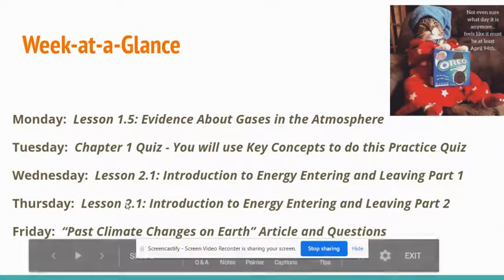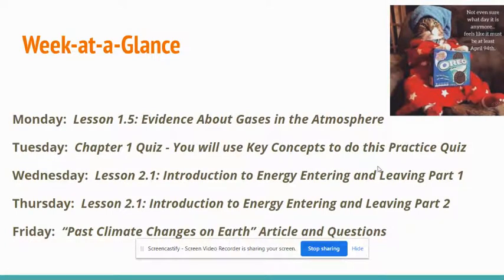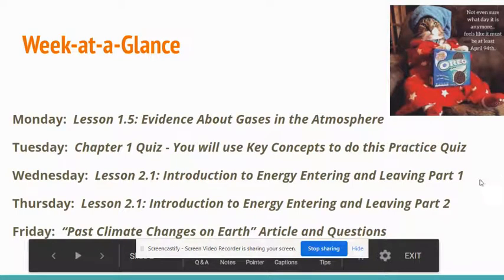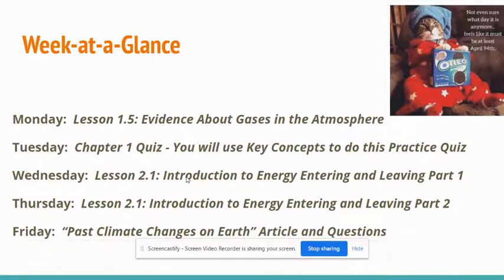On Monday, we're doing lesson 1.5 titled Evidence About Gases in the Atmosphere. On Tuesday, you're going to take a Chapter 1 quiz. You will be able to use the key concepts that we provide for you to do this practice quiz. On Wednesday, we're doing lesson 2.1, which is titled Introduction to Energy Entering and Leaving, Part 1. On Thursday, you're doing Part 2. And on Friday, you're doing Past Climate Changes on Earth article and questions.